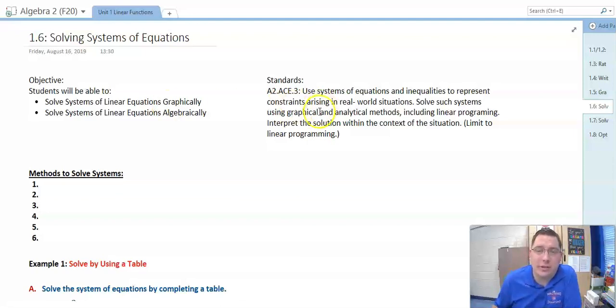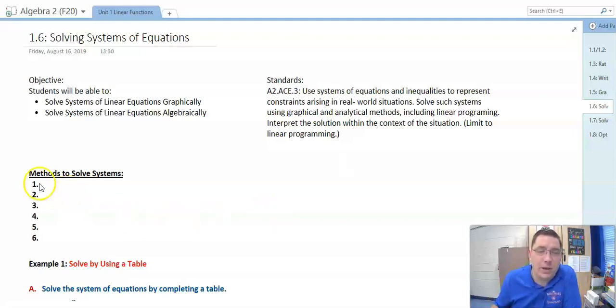And so our standard, like from section 1.5, ACE.3, using systems of equations and inequalities to represent constraints arising in real-world situations. Remember, we want to solve such systems using graphical and analytical methods, including linear programming, and interpret the solutions within the context of the situation.